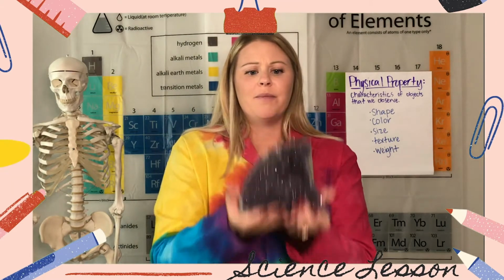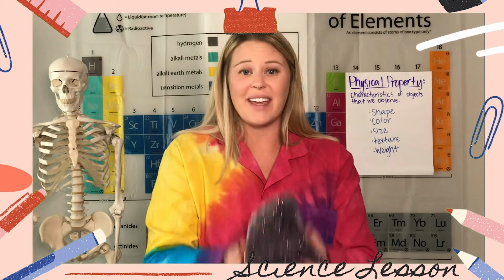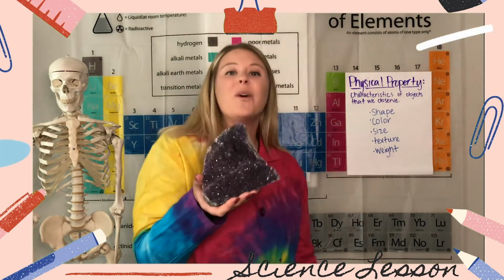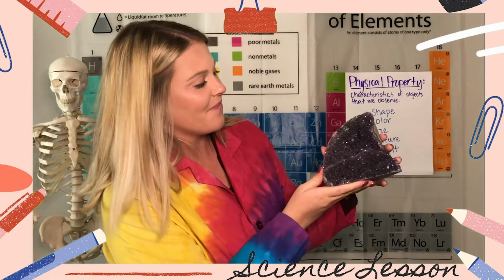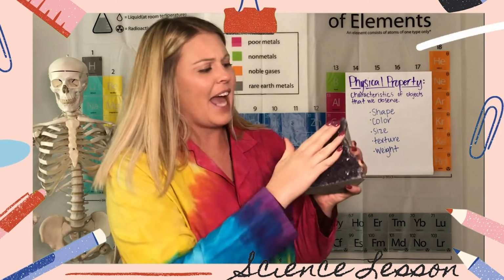Physical properties. First of all, this is heavy. It's a rock. It's super heavy. That's a physical property describing its weight. What color is this? Can you tell? It's purple. Very good.